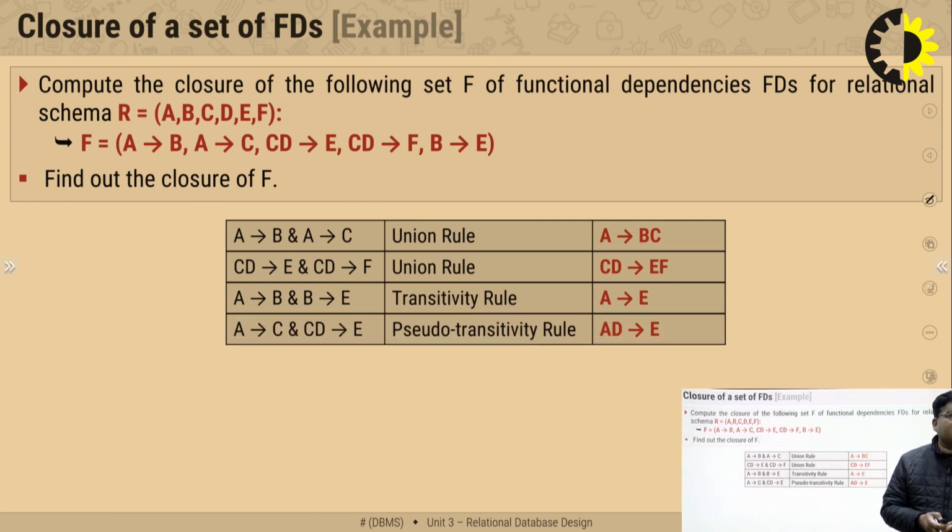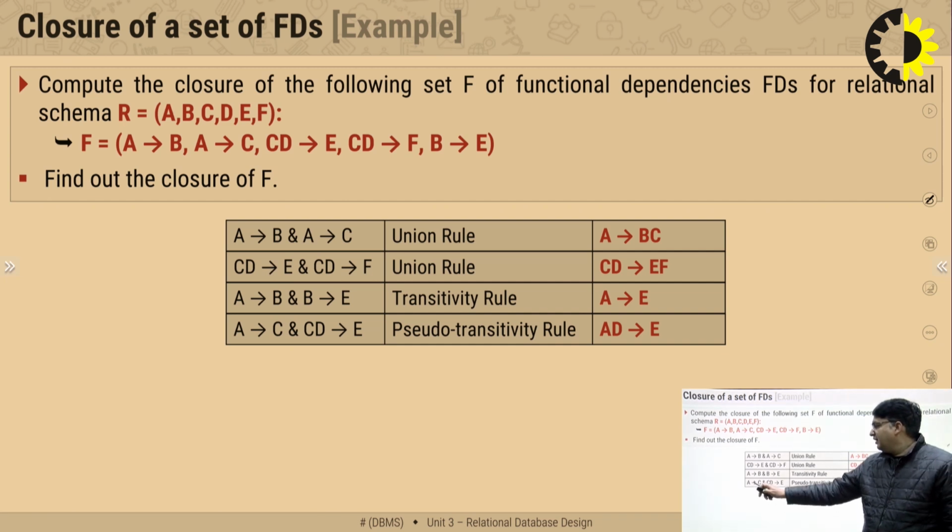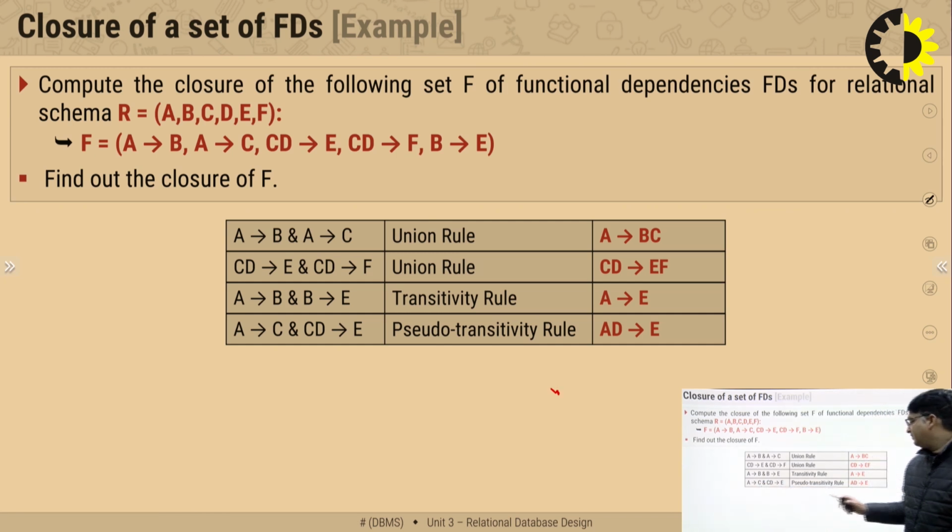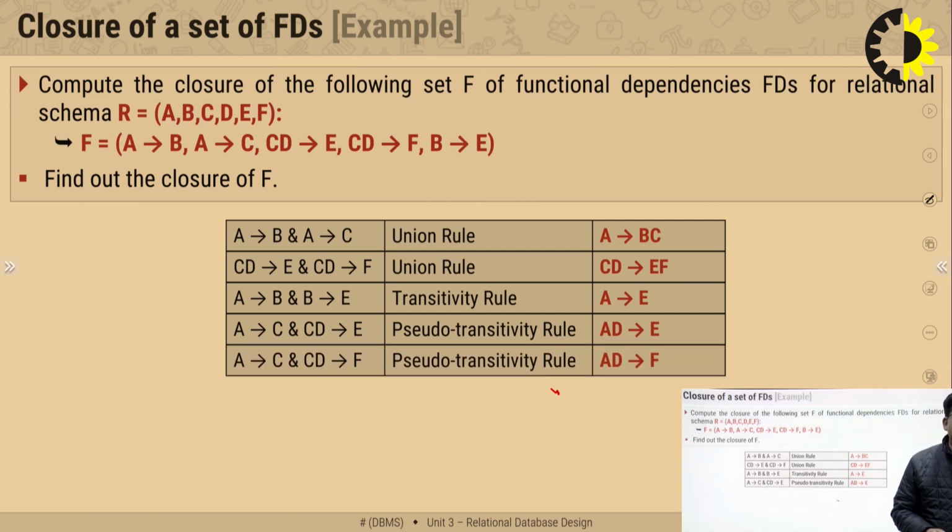Now A determines C and CD determines E. Now this is the pseudo transitive rule. A is determining C and CD is determining E. Then we can say that, A, then the common attribute here is C. AC determine, AD determine E. That is the pseudo transitive rule. By applying it, we get AD determine E.